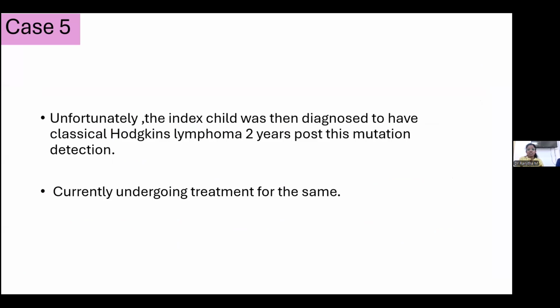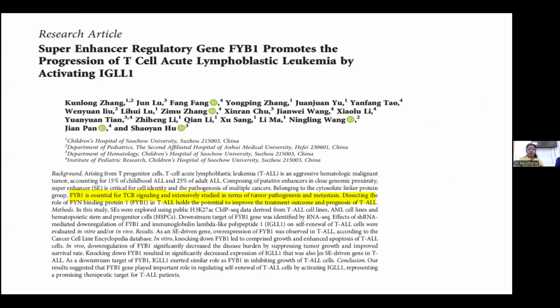Unfortunately, the index child was then diagnosed with classical Hodgkin's lymphoma 2 years after this mutation detection. However, the child is currently under treatment for the same and responding well. So a review of the literature was done to know if this gene is also implicated in congenital hereditary cancer predisposition syndromes. And there was one report which says that FIB1 promotes the progression of T-cell acute lymphoblastic leukemia.